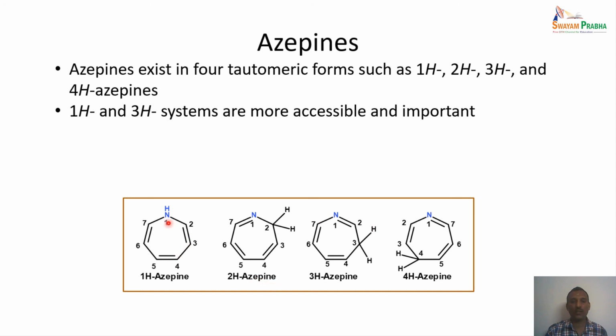This is the 1H azepine, that is the nitrogen is having the hydrogen, and then this is the 2 position having the hydrogen, and it is the 3 position where the hydrogen is present, and in the 4th position the hydrogen is present. So that is the reason the numbering is 1, 2, 3, 4.